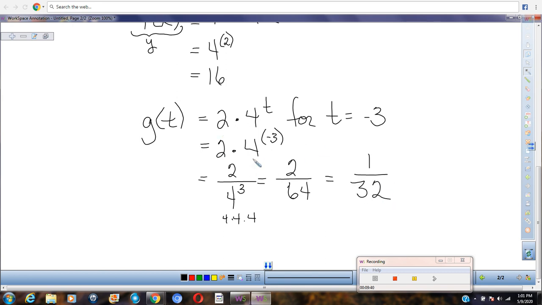Now, yes, you can plug that into your calculator. And again, don't forget, you can hit math or enter, and it will reduce the fraction for you.